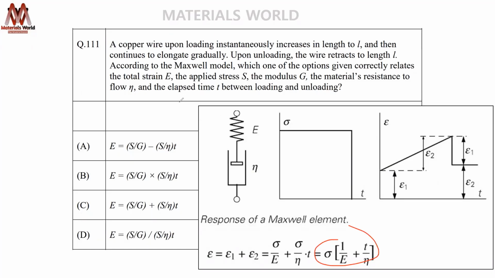The only thing is the notation is changed: epsilon is given by E, the stress sigma is given by S, and G is the modulus. E is given in terms of G, and eta is eta. So this is S, this is S, and this is E. So E equals S/G plus S/eta times T. That clearly means your answer is C: E equals S/G plus S/eta times T.